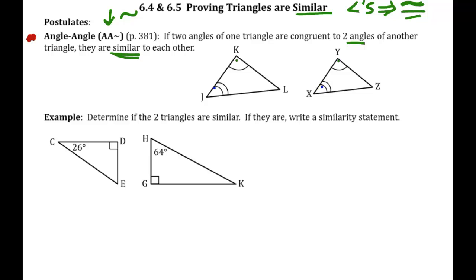So determine if, in this example, the two triangles are similar. And if they are, we're going to write a similarity statement for the two triangles. So here's the picture of two right triangles. They both have a right angle, so we know that one angle in each triangle is congruent. The right angles are congruent. Angle D and angle G are both right angles.